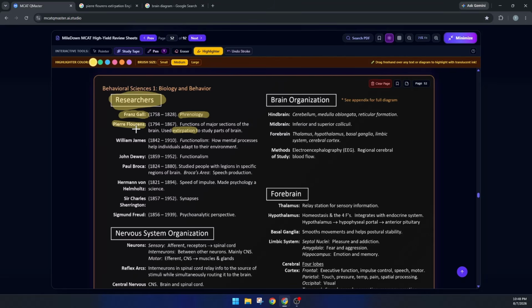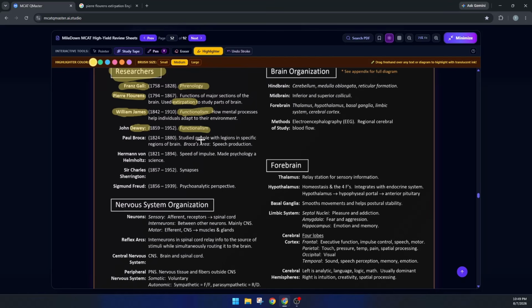Another good way of studying the brain was by William James. He's a big time name for sure. Functionalism: how mental processes help individuals adapt to their environment. So basically, James is saying that how we behave and what we're doing is good for our survival, right? Dewey is also functionalism.